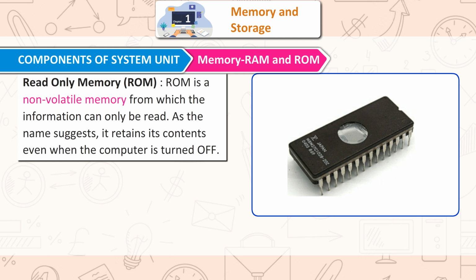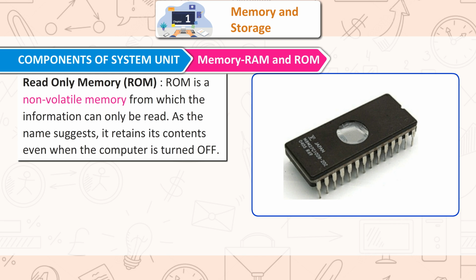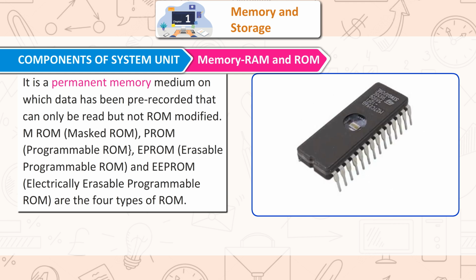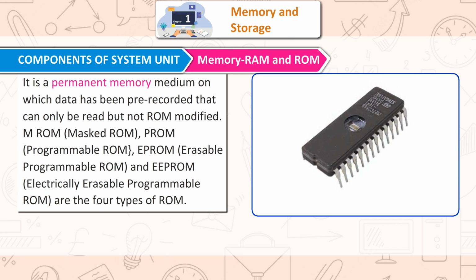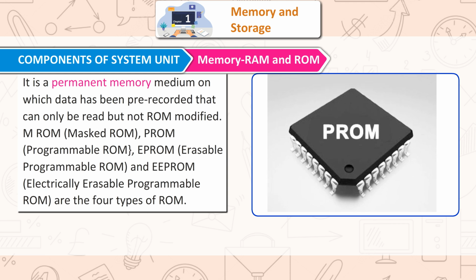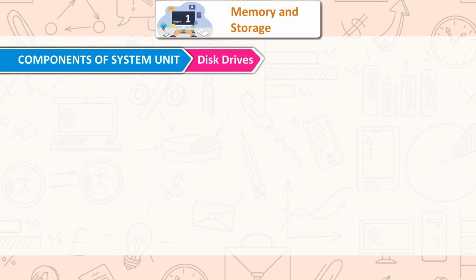Read-only memory, ROM. ROM is a non-volatile memory from which the information can only be read, as the name suggests. It retains its contents even when the computer is turned off. It is a permanent memory medium on which data has been pre-recorded that can only be read but not modified. MROM, masked ROM, PROM, programmable ROM, EPROM, erasable programmable ROM, and EEPROM, electrically erasable programmable ROM, are the four types of ROM.